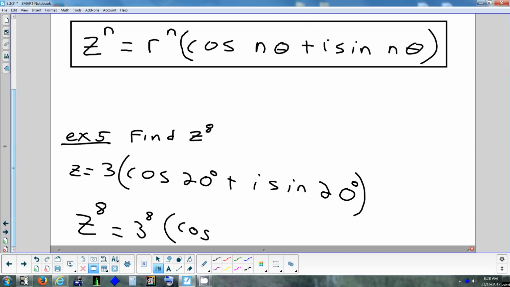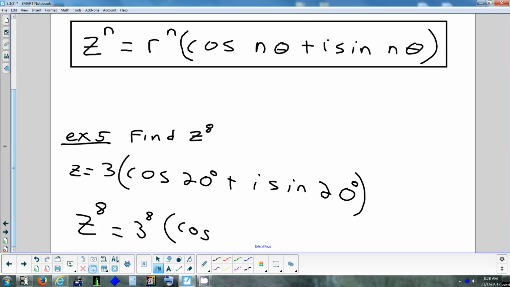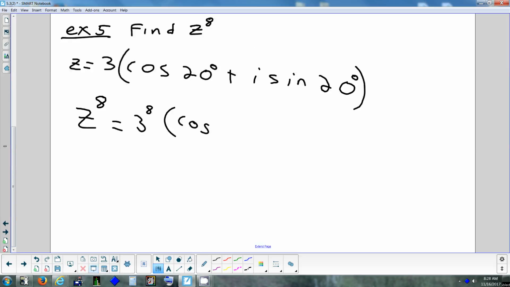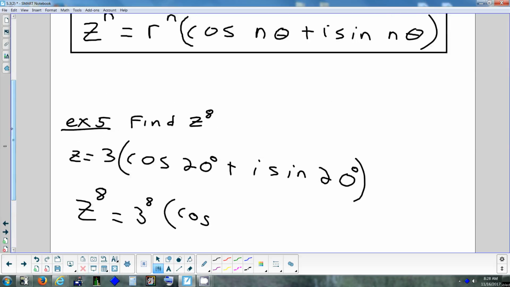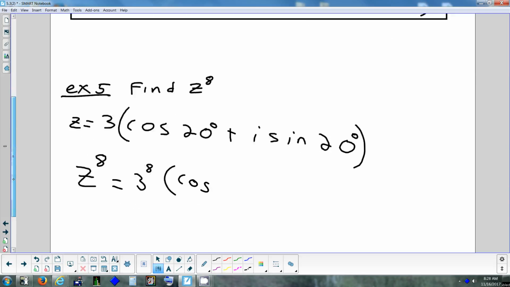times the cosine of, what's going to be the calculation for my angle? Careful, does it say to do this with your angle? Does it say to take the angle and raise it to the 8th power? Oh, no. Just multiply it, right? So the calculation is going to be 20 times the exponent, which in this case is 8. So Emily, what's 20 times 8? 160.